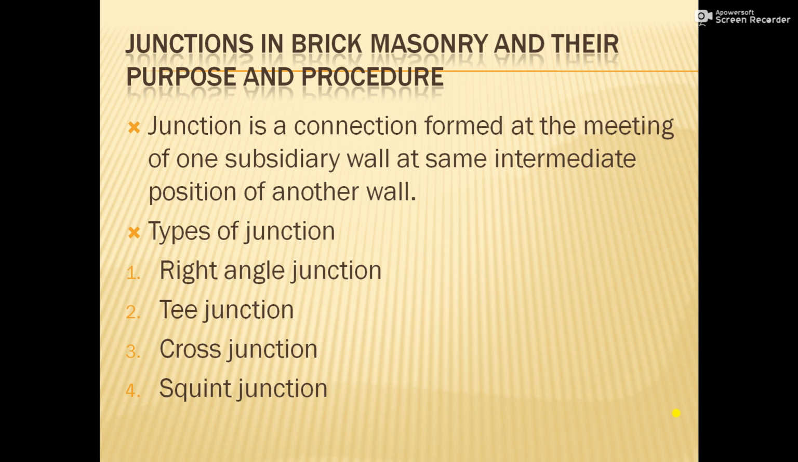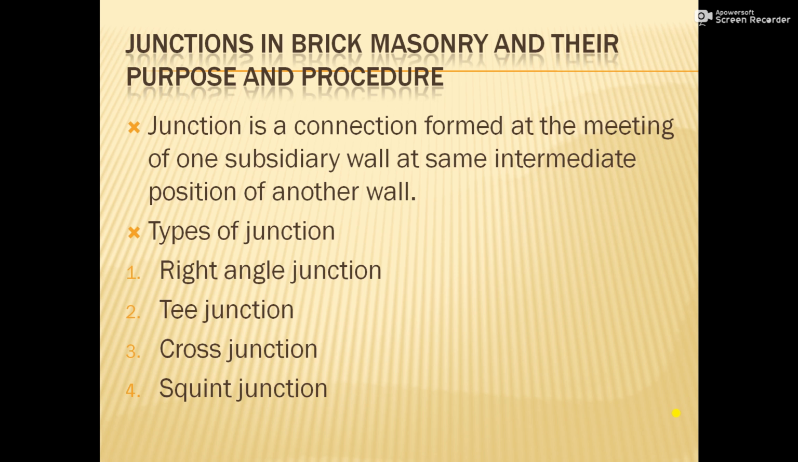In external and internal walls in the English bond, a T junction is formed when the internal wall at its end meets the external wall at some intermediate position. T junctions can be in either the English bond or the Flemish bond. Also, the cross junction or intersection is formed when two internal walls cross each other at right angles.